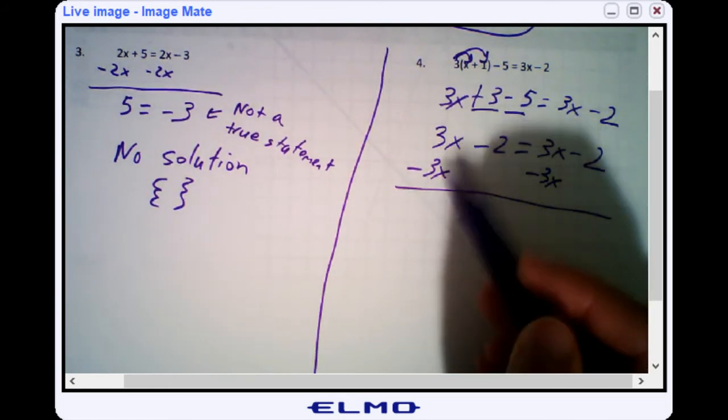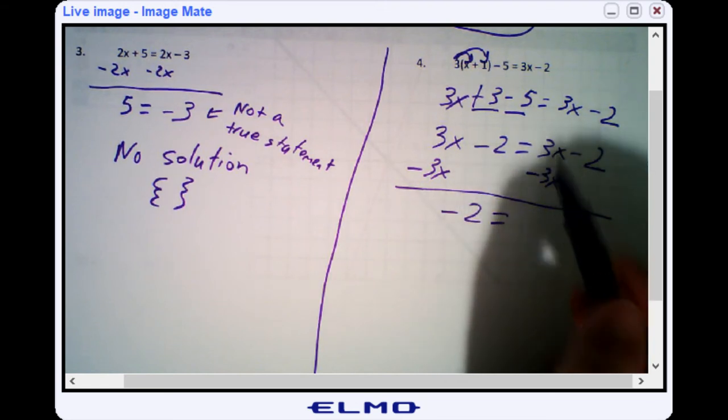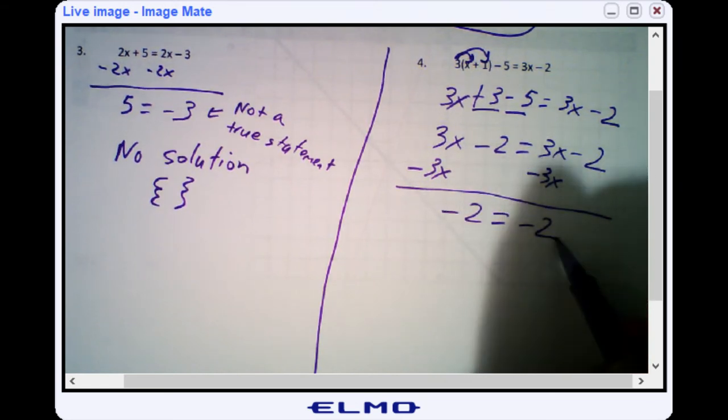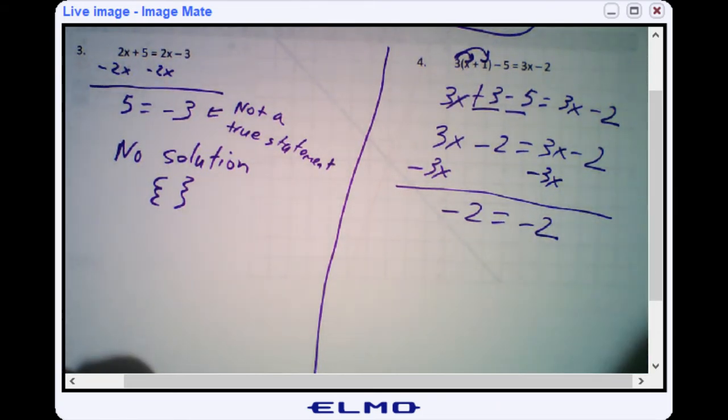So 3x minus 3x is 0x. I don't need to write that down. -2 equals 3x minus 3x is 0, -2. Remember we talked about how if all the x's disappear and you're left with two numbers and they're the same, that means that we have infinitely many solutions, are all real numbers.